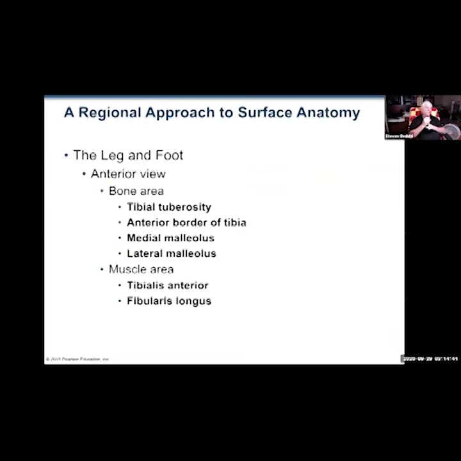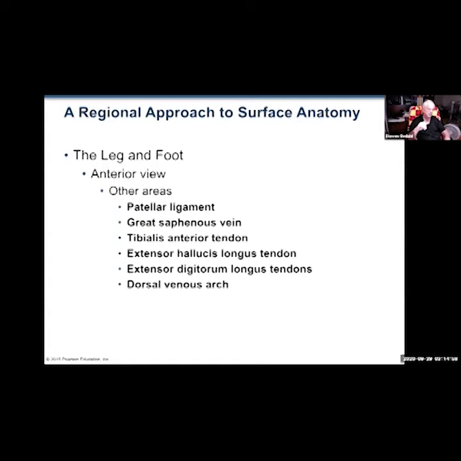Okay, anterior view of it. You have the tibial tuberosity, the anterior border of the tibia, the medial malleolus, and the lateral malleolus. In the muscle area, you have the tibialis anterior and the fibularis longus. In the other areas, you have the patellar ligament, the greater saphenous vein, the tibialis anterior tendon, the extensor hallucis longus tendon, the extensor digitorum longus tendons, and the dorsal venous arch.